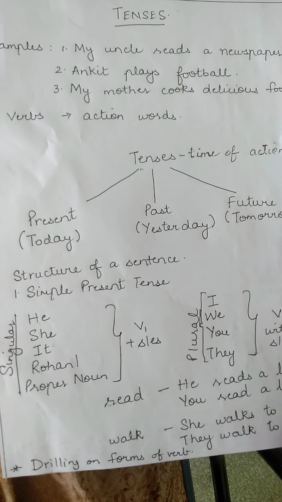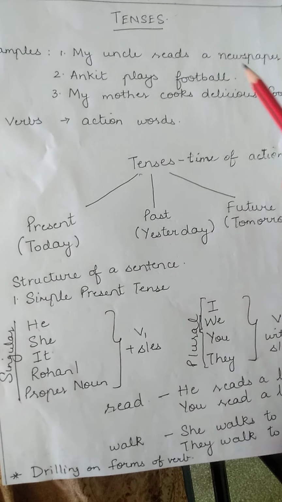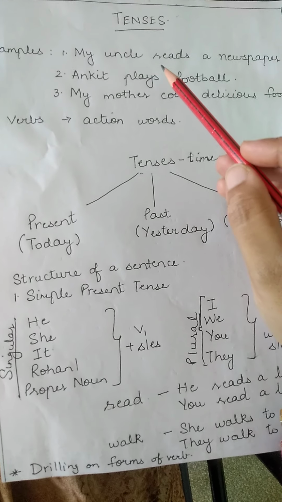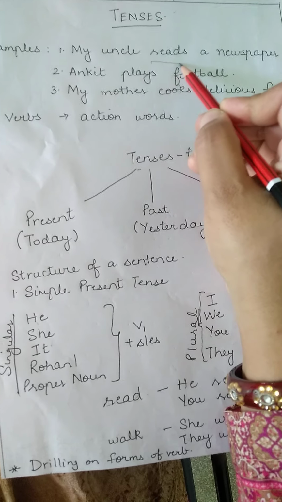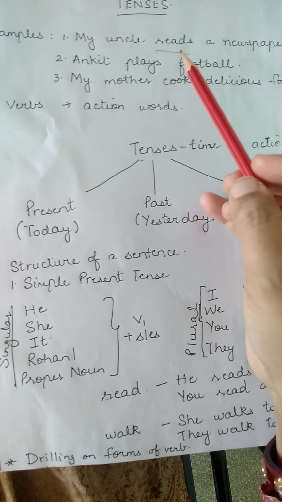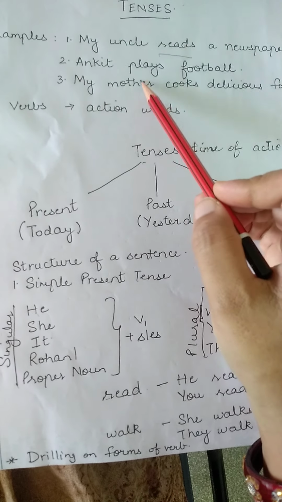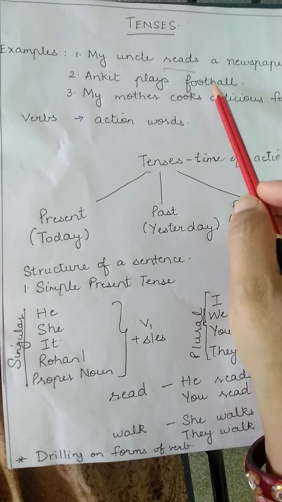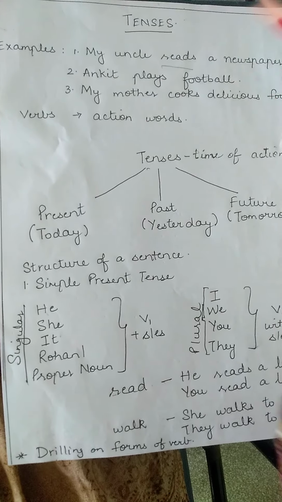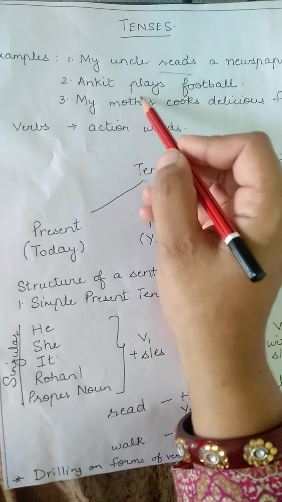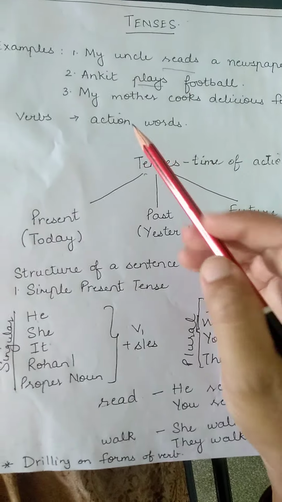Over here, what is the action? What is the uncle doing? He is reading the newspaper. So read is a verb over here. Similarly, in the second sentence, Ankit plays football. So what action is Ankit doing? Ankit is playing football. So plays will come out as an action.